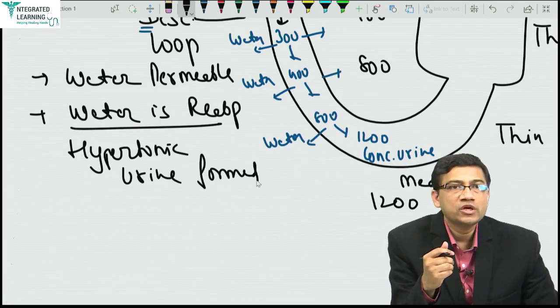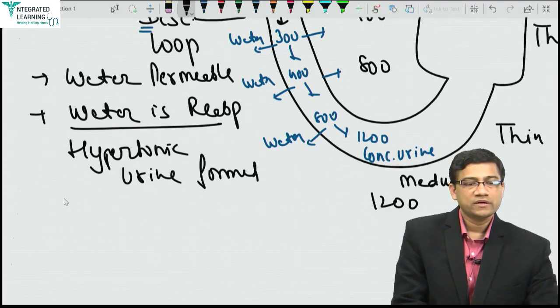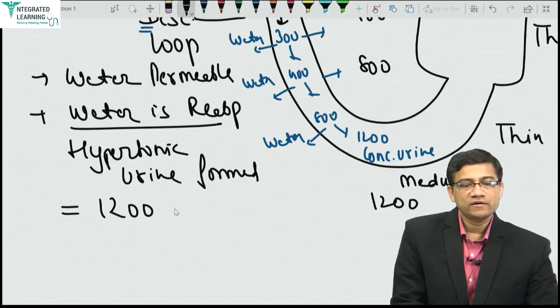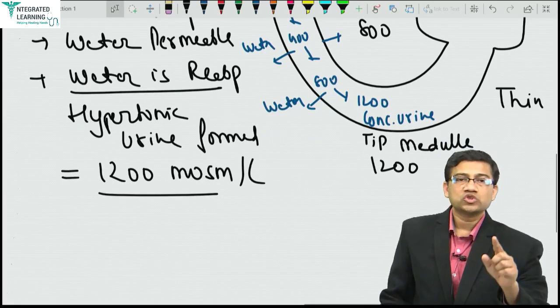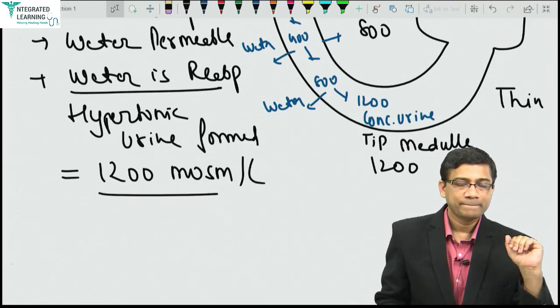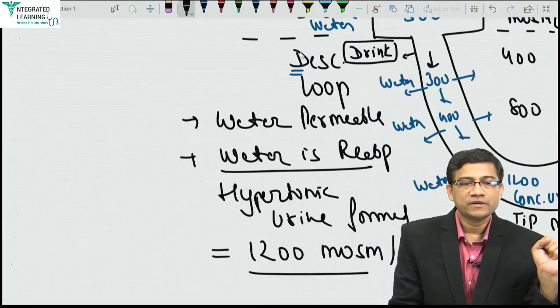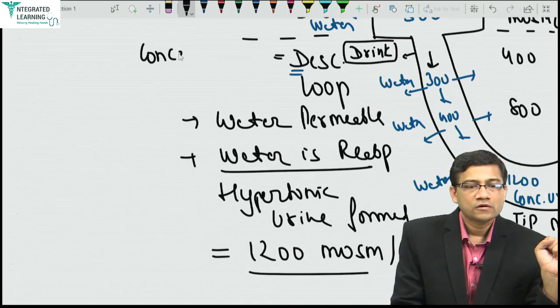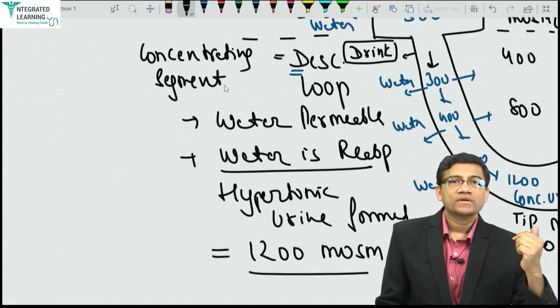So what kind of urine do you see in the descending loop? We get a concentrated hypertonic urine, as much as 1200 milliosmol per liter, and you get this at the tip of the loop of Henle. So where is the most concentrated urine present? Tip of the loop of Henle, at the inner medulla. That is why it is also called the concentrating segment. Asked in recent exam, DNB: concentrating segment.